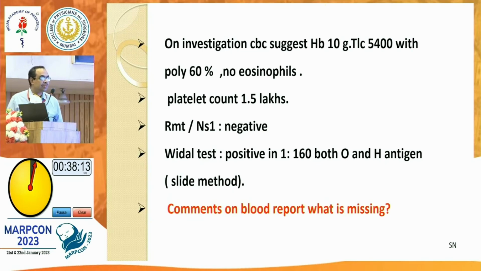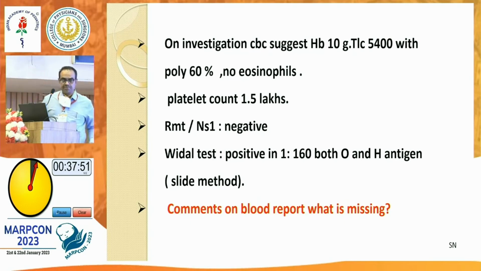So this is for you, Snehal. On investigation, CBC suggests HB 10 grams, total counts of 5,400, polymorphs 16, no eosinophil, platelet count 1.5 lakh, RMT NS1 is negative, Vidal test is positive by slide method in 1:160 titers. Can you comment on the blood report and what is missing?